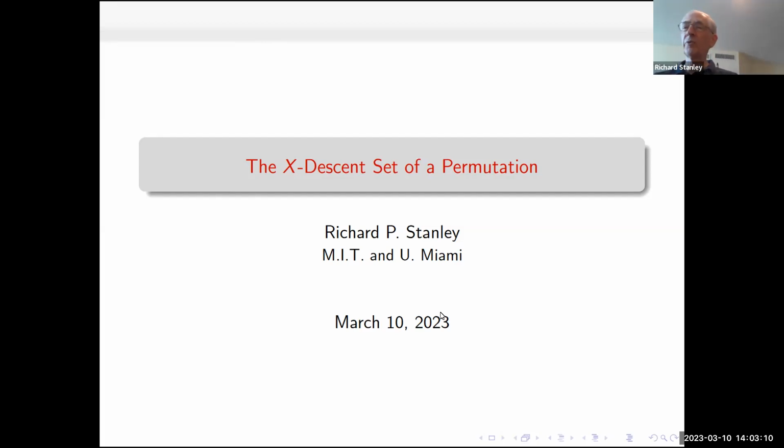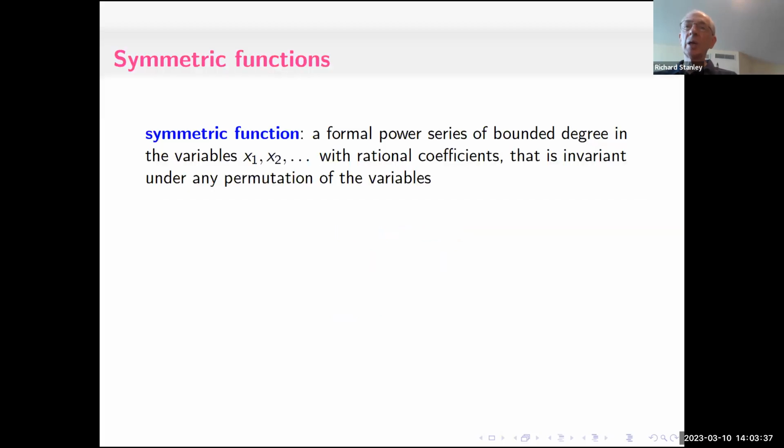Thank you, Anna, for the introduction. I'm going to talk about a generalization of the ordinary descent set of a permutation, which is a very standard statistic on permutations. This development is going to be based on symmetric functions. So for those not so familiar with symmetric functions, I'll just say a couple of words about them first.